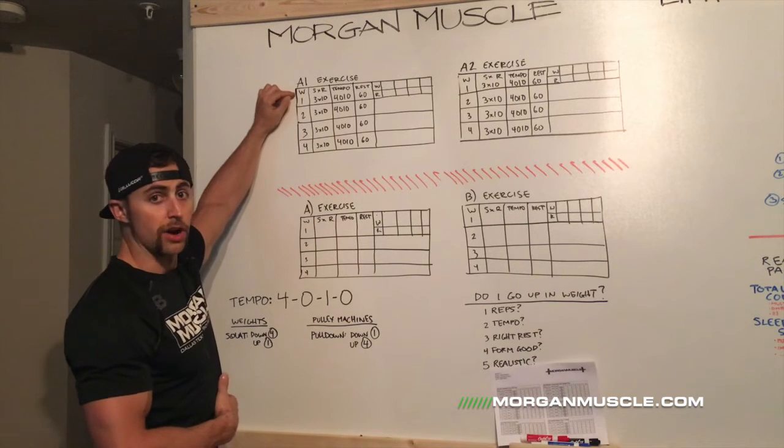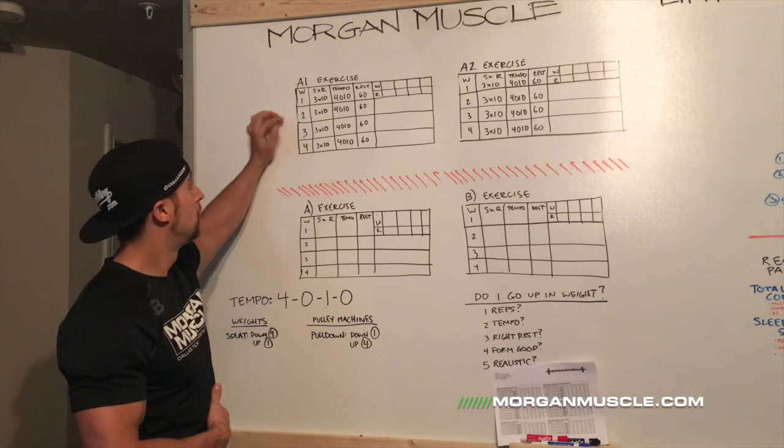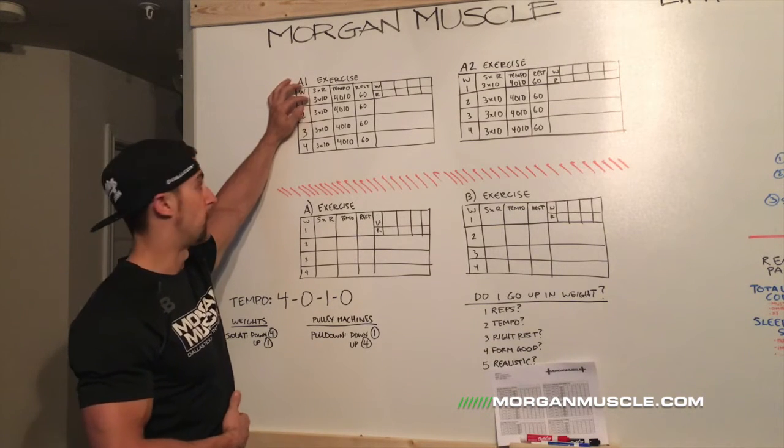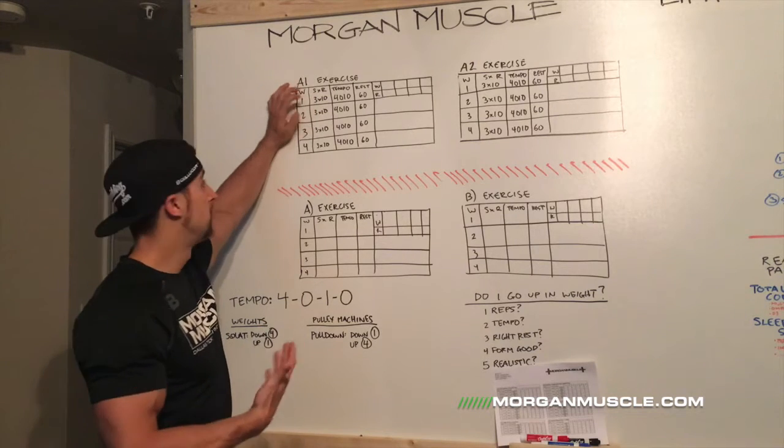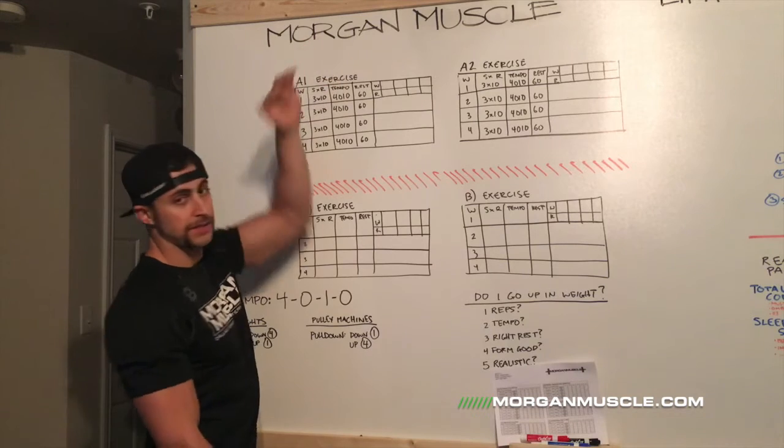The first column is week. Okay, week 1 through week 4. S and R stands for sets and reps. So here I've written on the board 3 sets of 10. Whatever yours applies for. Next box is the tempo.